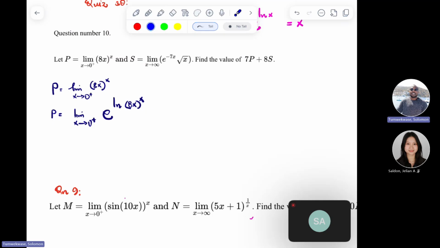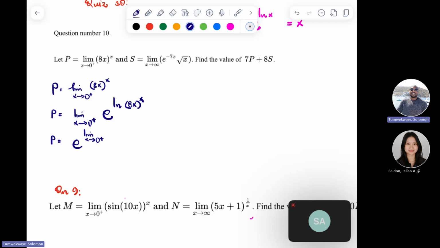Now remember I'm taking the limit, so I'll bring this limit up here and P is equal to e to the limit as x approaches 0 from the right. I'm just bringing this limit and putting it on top here.